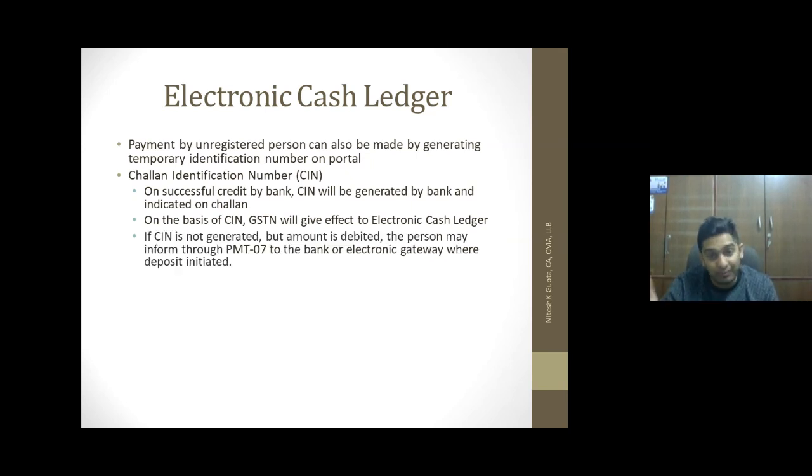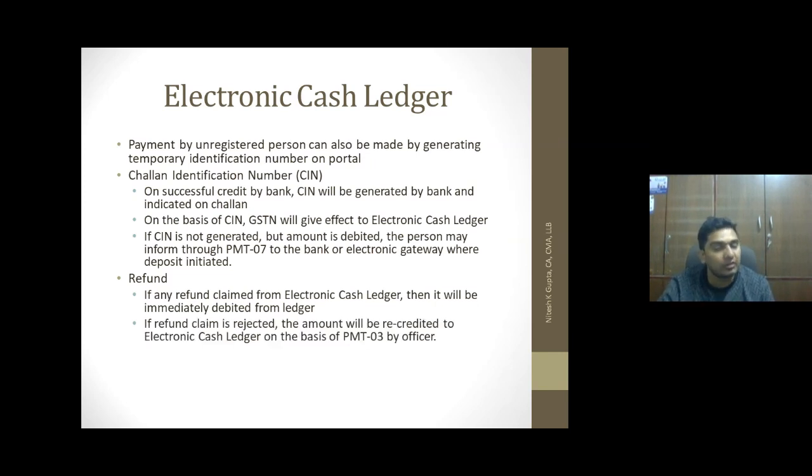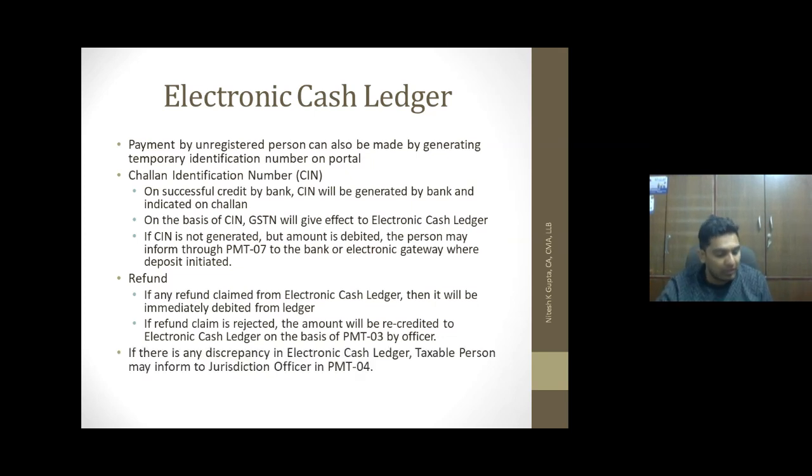Sometimes it happens that we made payment and the amount got debited, but the CIN or challan was not generated. The person may inform through PMT 07 the bank or electronic gateway where the deposit was initiated. If there is any refund claim from the electronic cash ledger, it will be immediately debited from the ledger. If the refund claim is rejected, the amount will be recredited to the electronic cash ledger on the basis of PMT 03 by the officer. If there are any discrepancies in the electronic cash ledger, you can inform in PMT 04.